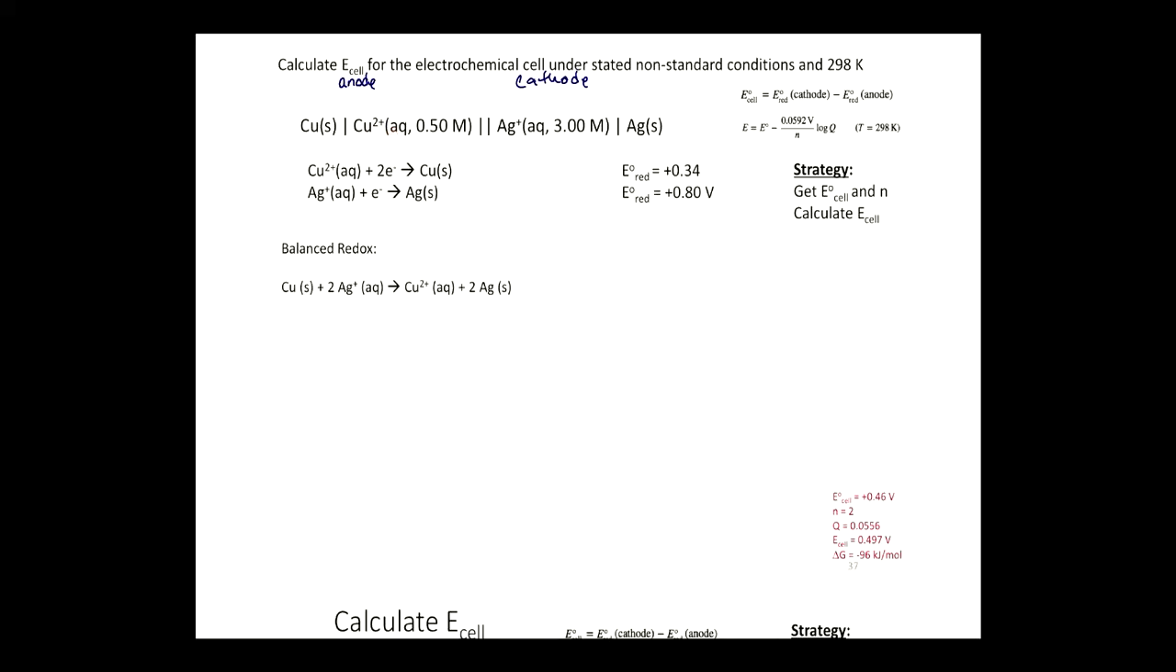Here are my concentrations of things. Notice how the copper 2+ is 0.5 molarity and the silver plus is 3 molarity. If this was standard conditions, everything would be 1 molarity, but it's not.